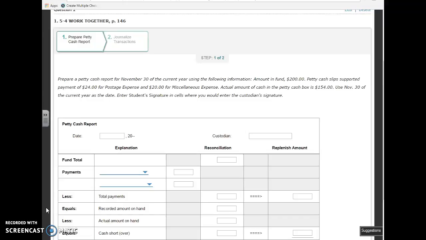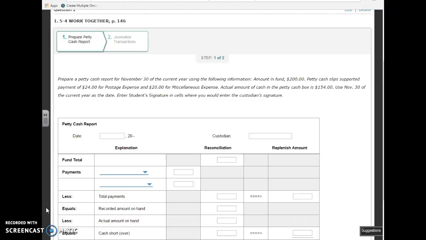However, the actual amount of cash in the petty cash box is $154. So we have $44 that's supported, so it would take us to $156, but when we actually go and count up the money, we have $154 in there. So we have a bit of a discrepancy, and we need to work through that on our reconciliation.